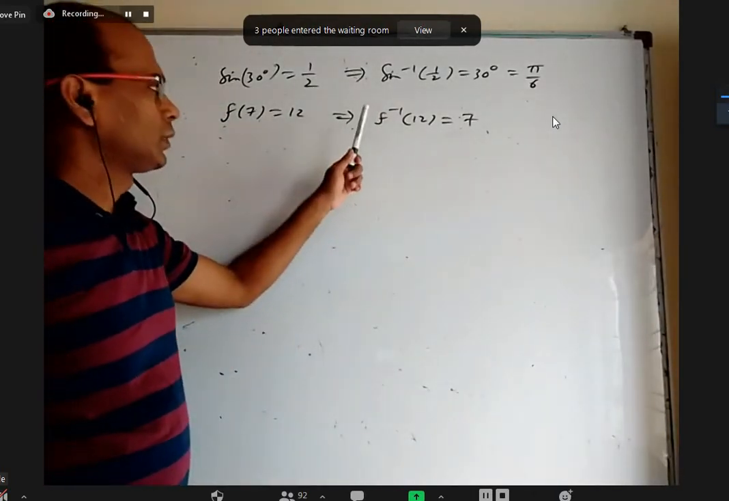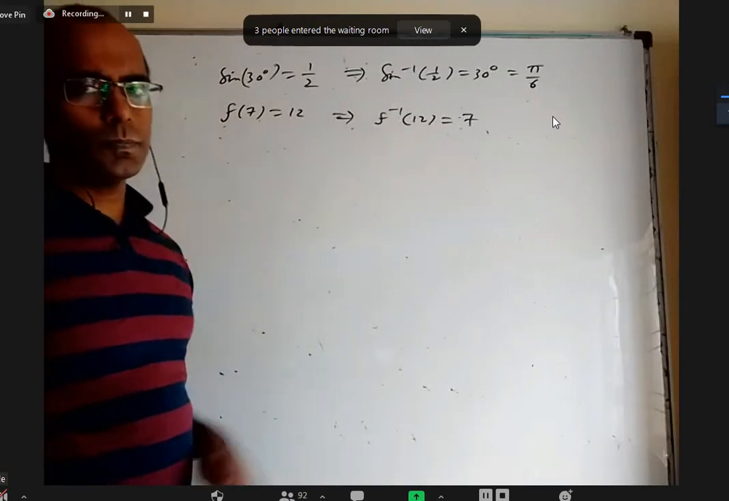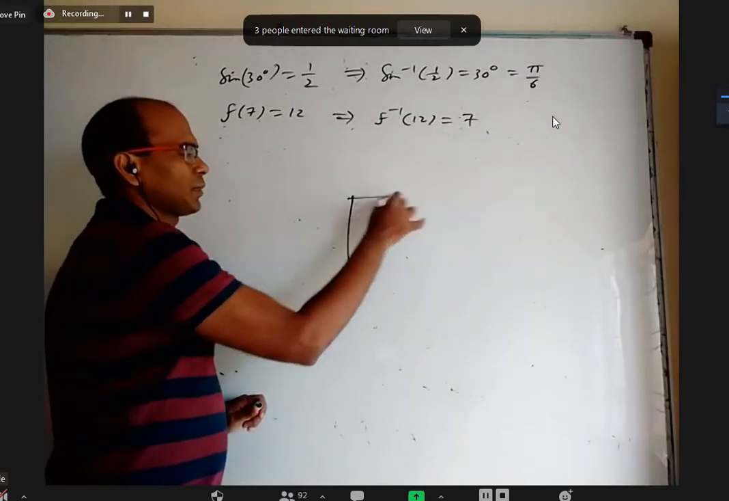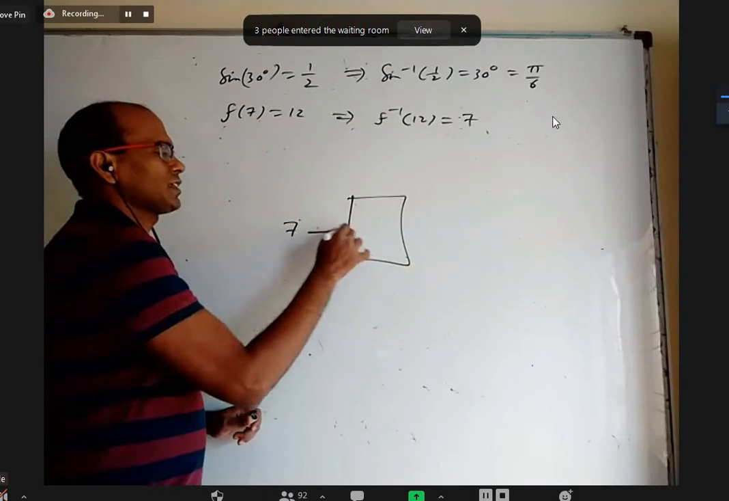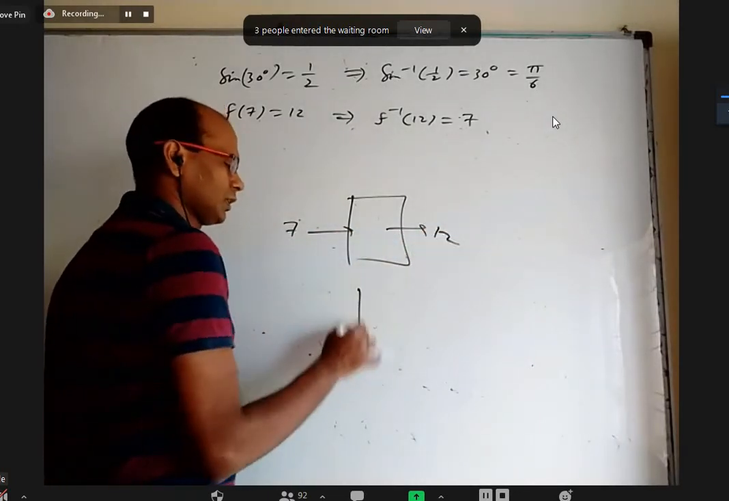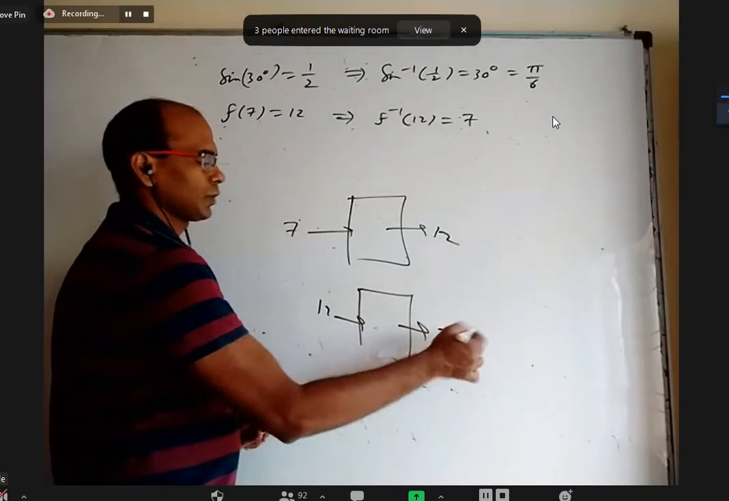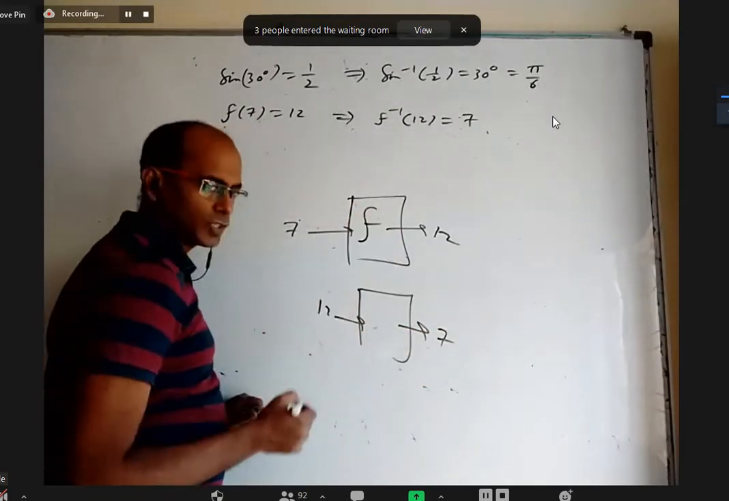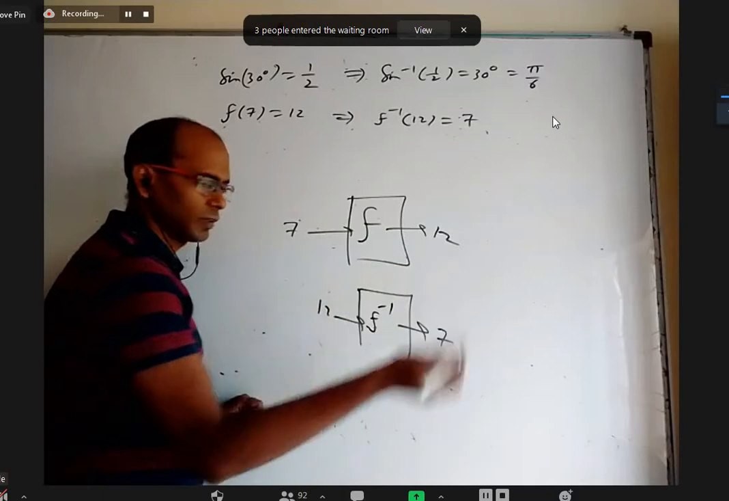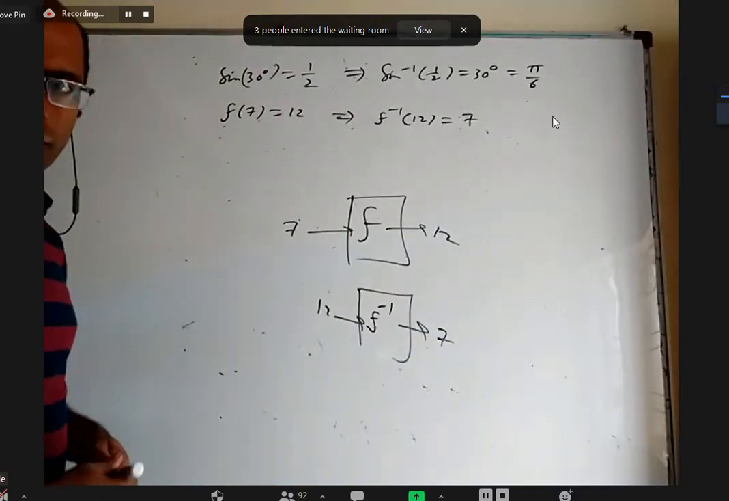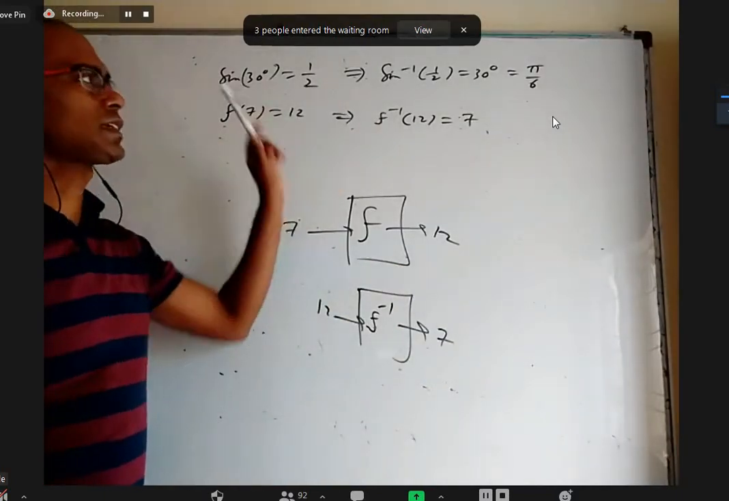And f inverse of 12. Okay. So there is one. It is like a machine where you give 7 as input, 12 comes as output. There is a machine that reverses the whole thing. You give 12 as the input, output will come 7. If this is called function f, this is called function f inverse. All right. So this is that symbol.